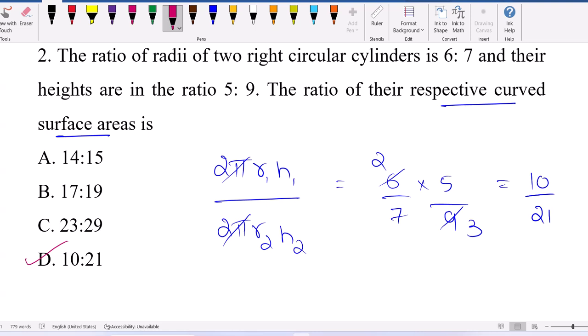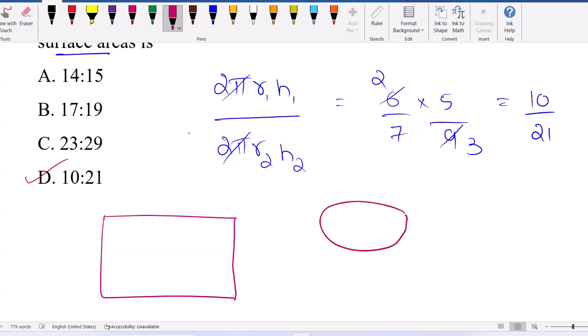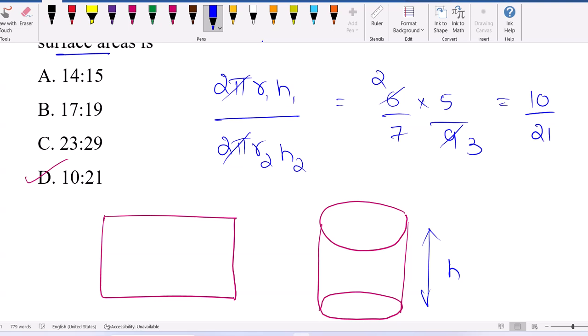If you have a rectangle paper like this, and you fold it in such a way, it can form like this. Above and below there is a hollow, open space, I agree. You can get it like this, right? This is the curved surface area. What is this? This is called height. So for the rectangle, breadth is nothing but equal to height.